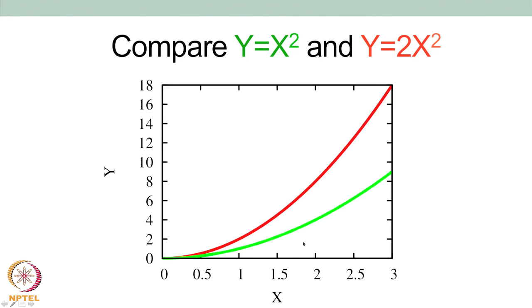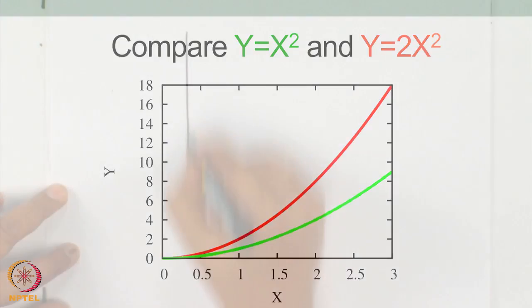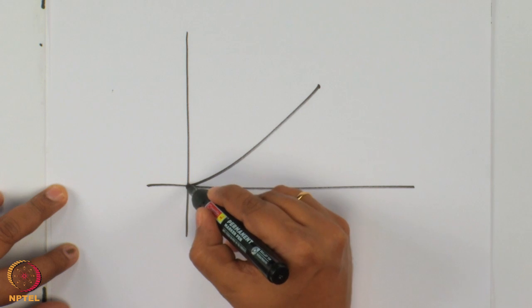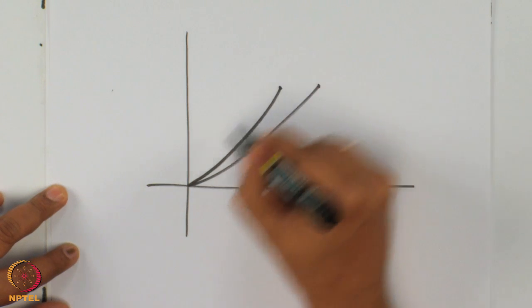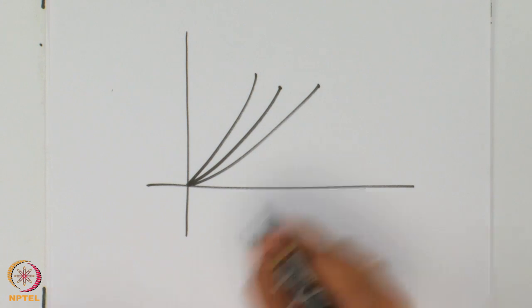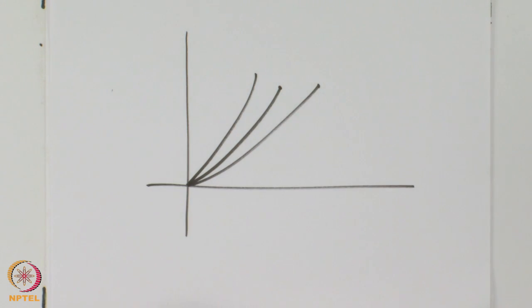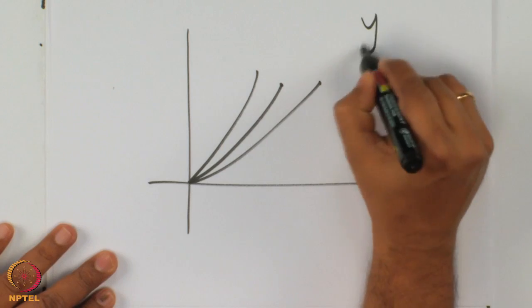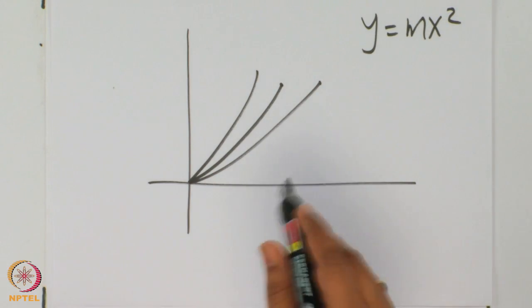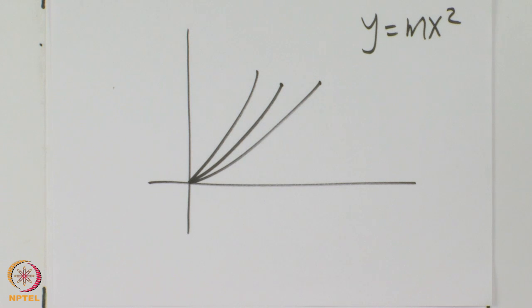And you can think of, if it is y is equal to 3x square, it will go further above. So you can imagine that y is equal to x square, if it looks like this, 2x square will go above this, 3x square will further go above this, and so on and so forth. So you can think of more in general, y is equal to mx square. The shape will be the same. The curve will look roughly this shape.